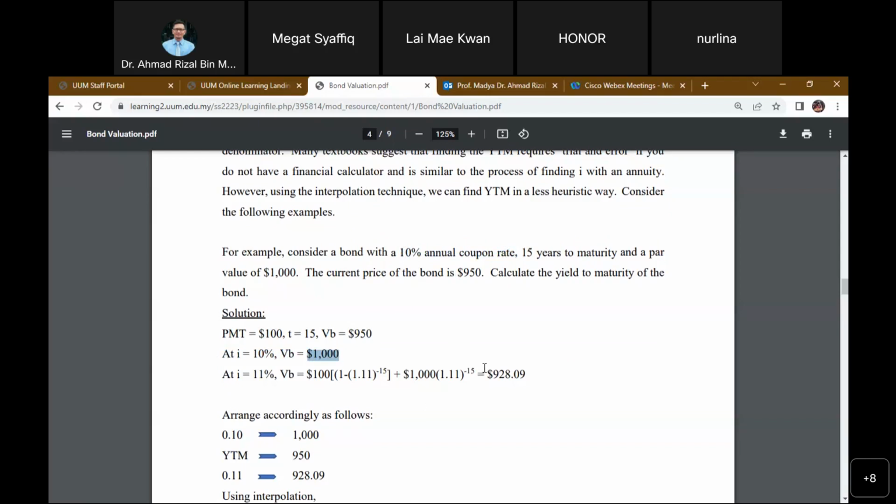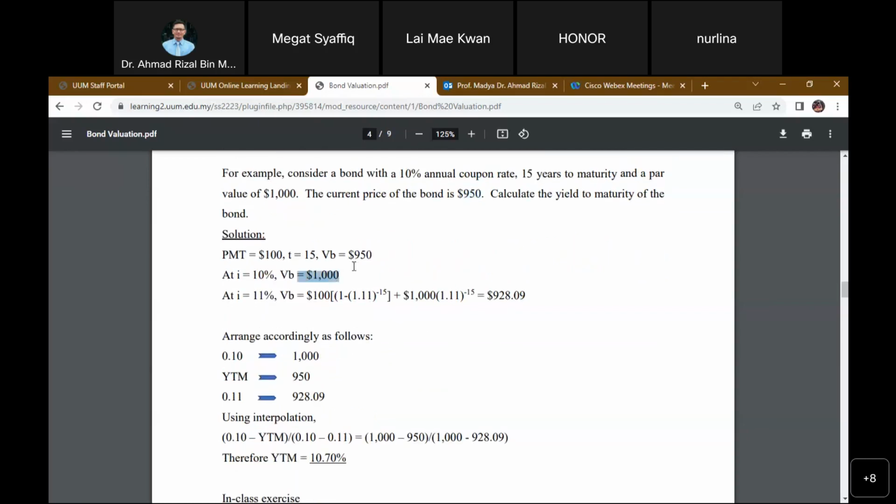Now, the question is where to go from there? You are trying to solve for the interest rate for this value, 950. So 950 is lower than 1,000. You know that at 10% the value is 1,000. So you ask yourself, what would be the interest rate for a value of 950? From 1,000 to 950, the value will decline. This will help you to choose what rate to try first. You know that from 1,000 to go down to 950, the interest rate has to go up from 10% to some rate.